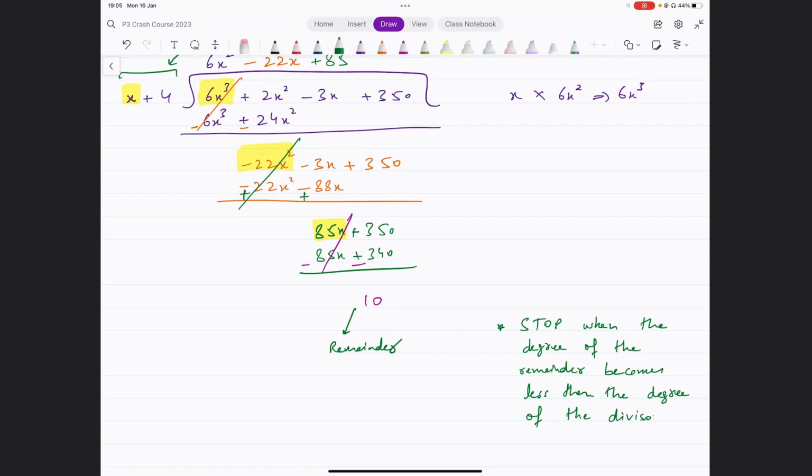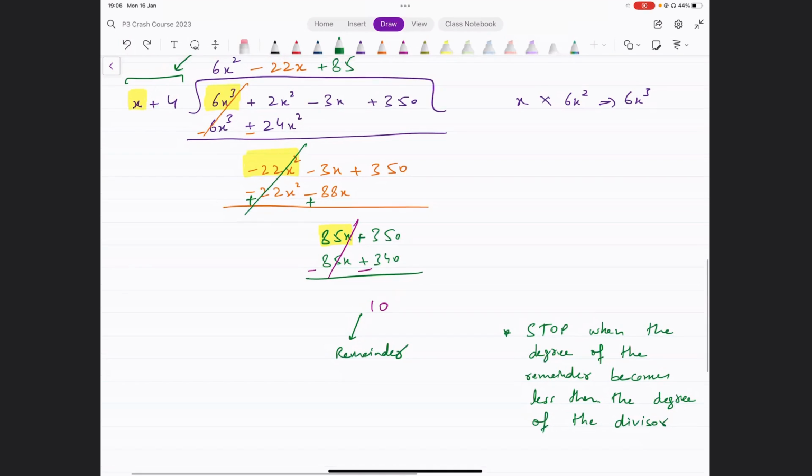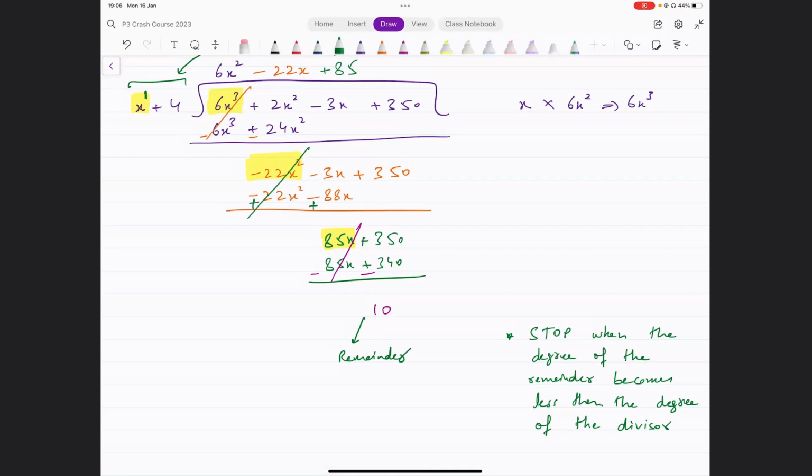Remember, what was degree? Degree means the highest power. What's the power here? It's 0 because there's no x. You can think of it as x power 0. What's the degree of the divisor? It's x power 1. When the highest power of the remainder becomes less than the highest power of the divisor, you stop at that point. Okay, so you can't go any further.